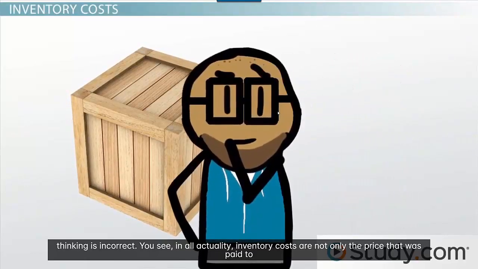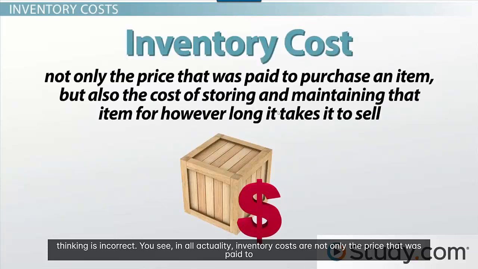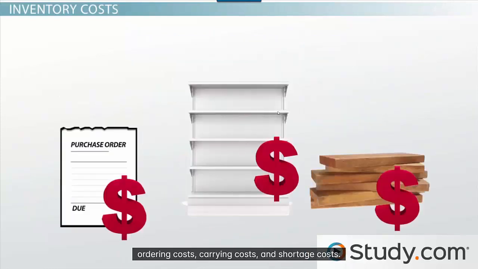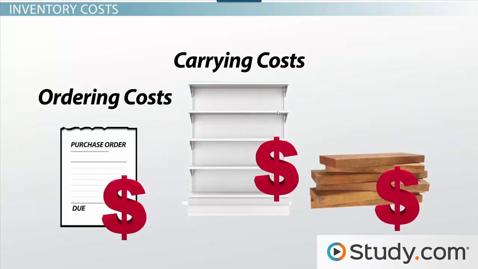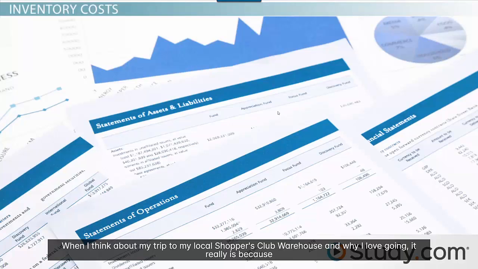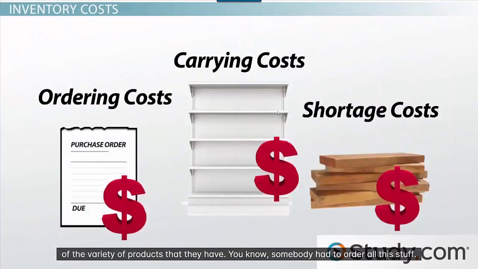However, my way of thinking is incorrect. You see, in all actuality, inventory costs are not only the price that was paid to purchase an item, but also the cost of storing and maintaining that item for however long it takes it to sell. Inventory costs can be broken down into three categories: ordering costs, carrying costs, and shortage costs. These are the only costs that will appear on the financial statements. The following costs are useful information for management, but they're not inventory costs per GAAP.